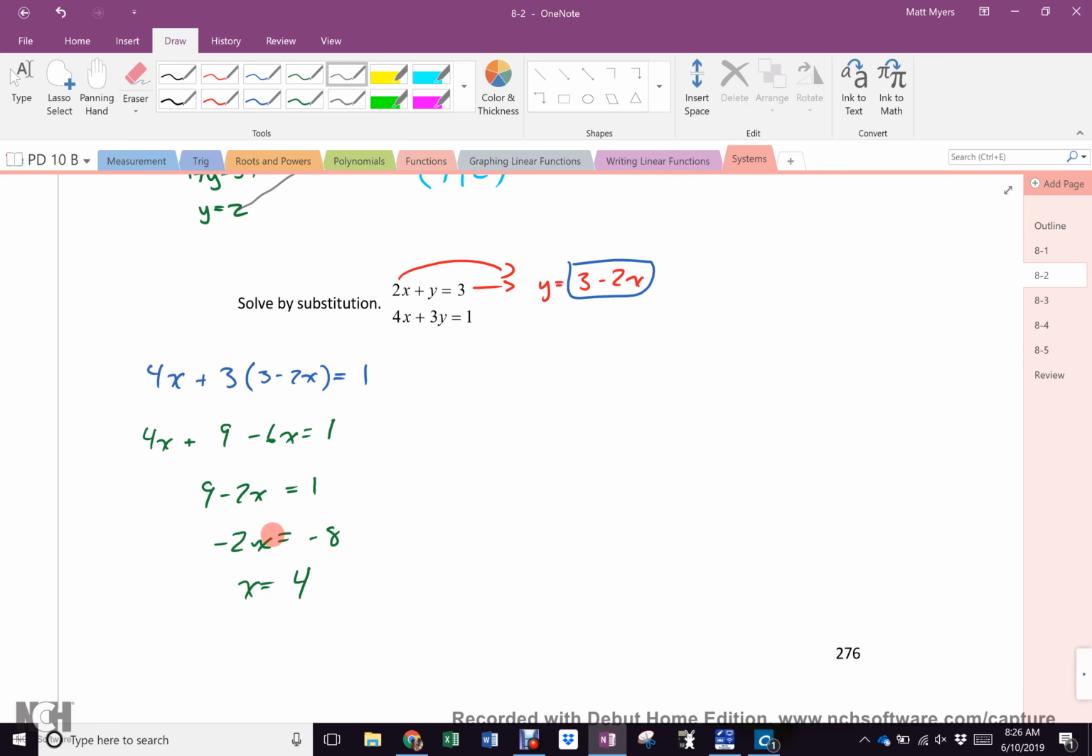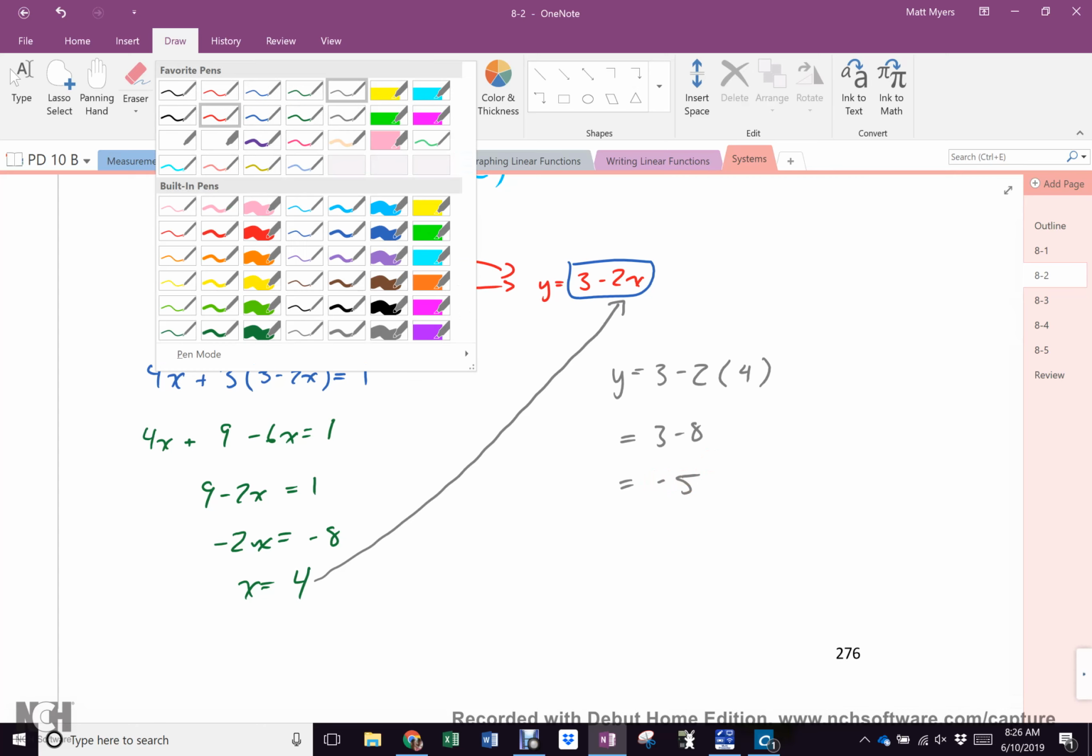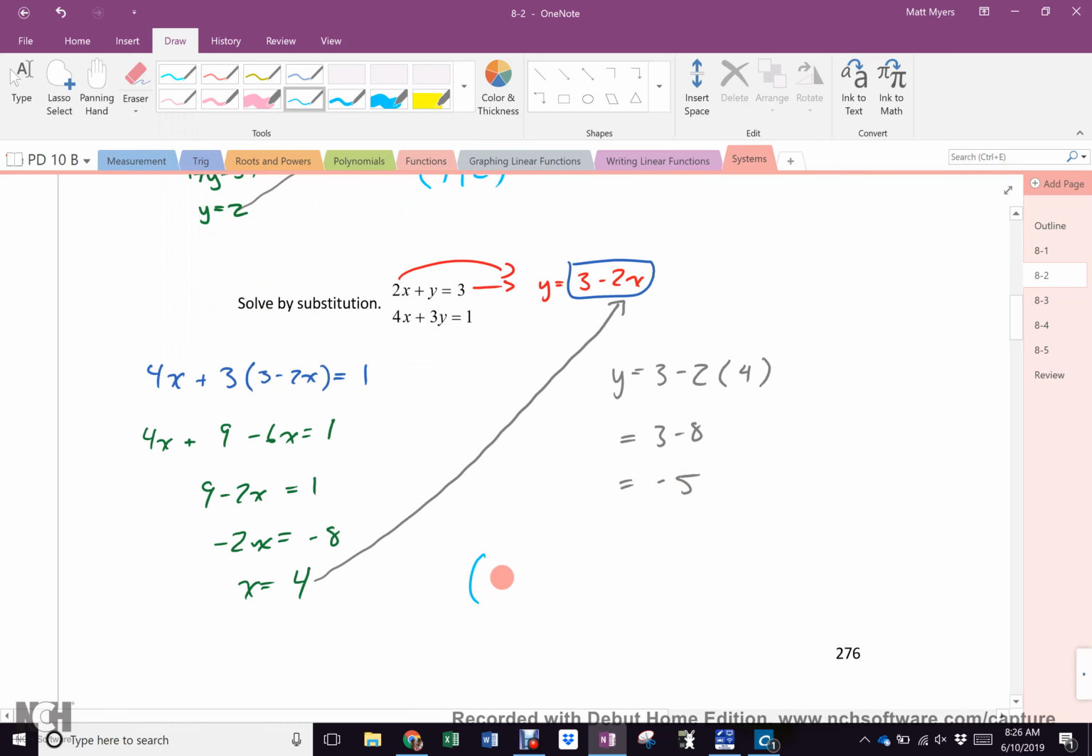Where does it go? And y equals 3 minus 2x, because I know what x is now. What is x? 4. 3 minus 8. And it is? Negative 5. Which gives me an ordered pair of what? 4, negative 5.